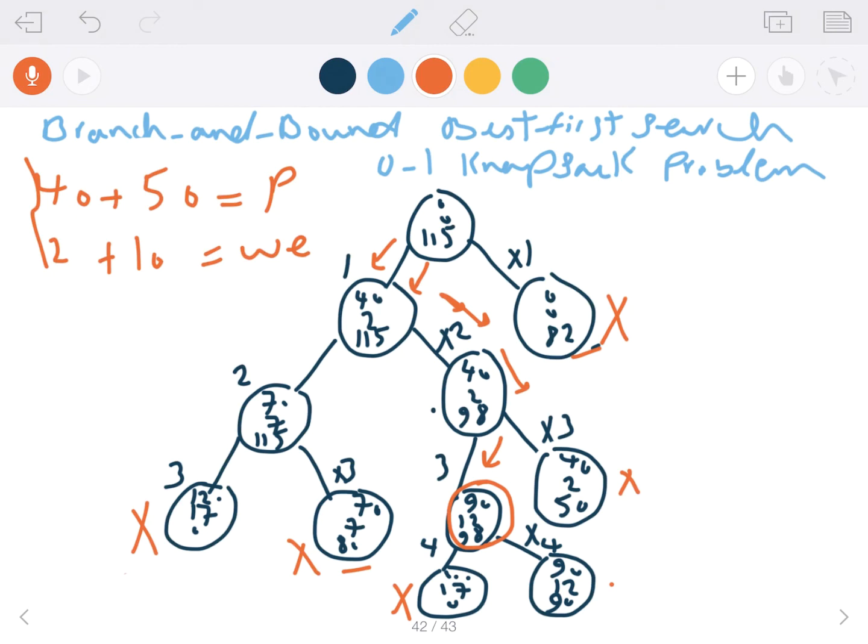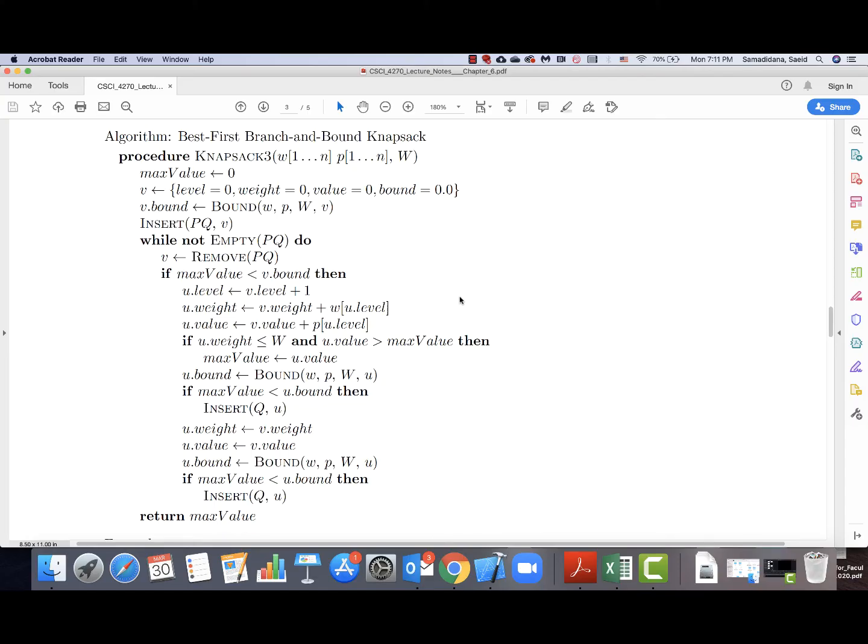But instead of the breadth first approach to searching the tree, we use the best first search to prune the tree. Now let's take a look at the best first branch and bound algorithm for solving the 0-1 knapsack problem. Here, before starting the tree, everything is equal to 0. We don't have any level. The weight is equal to 0, which means that we haven't picked any item. The value is also equal to 0, and the bound is definitely also equal to 0.